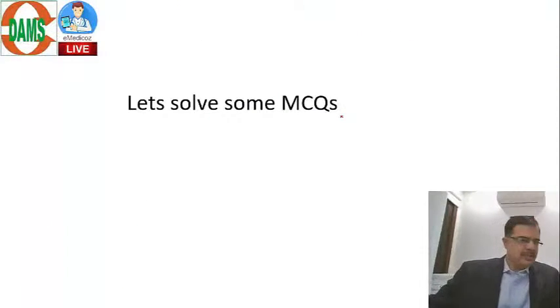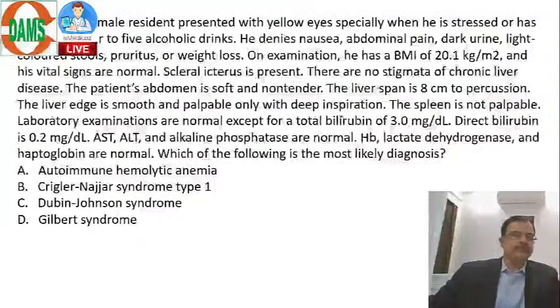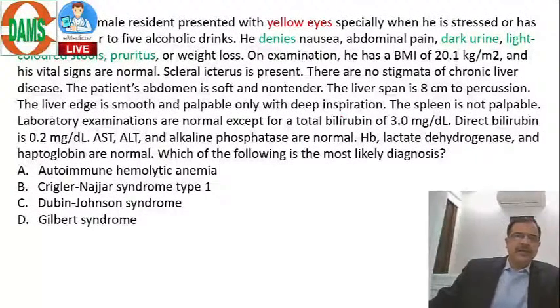Now let's solve some MCQs and see how to solve the long stem MCQs which are given to you. So this is a long stem MCQ. How to look for the keywords? A 26-year-old male presented with yellow eyes. Now look at the keywords. Yellow eyes, I have marked. Patient has icterus.